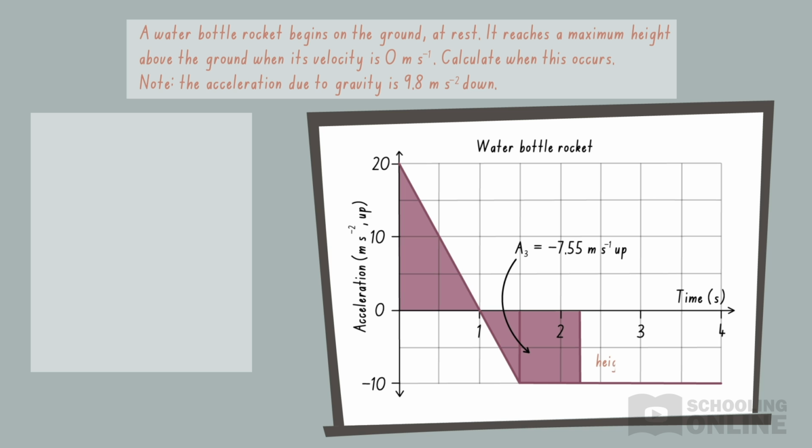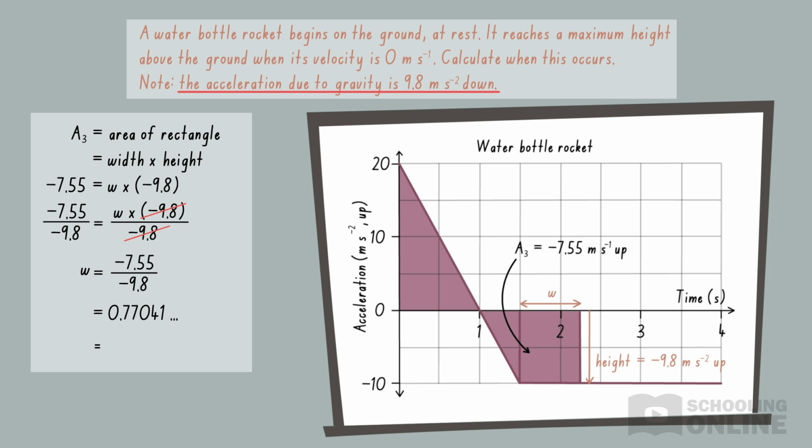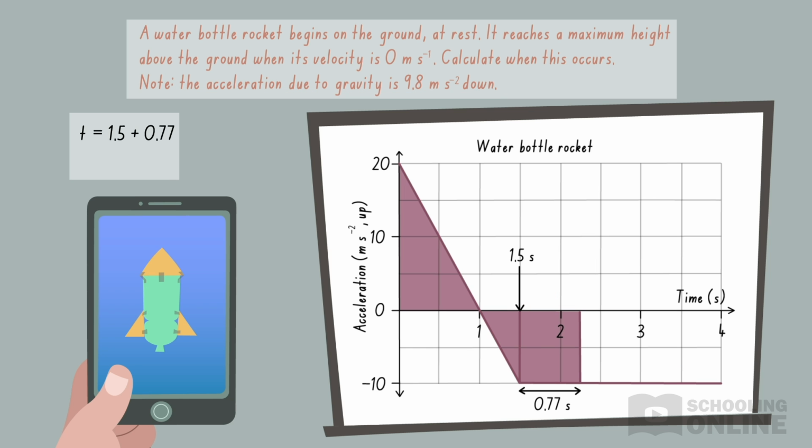The rectangle's height is minus 9.8 metres per second squared up. We don't know its width, but we can represent this using the letter W. Since the area of a rectangle is width times height, minus 7.55 equals W times minus 9.8. Solving this equation for W gives 0.77 seconds to 2 decimal places. Putting this all together, we find that the rocket is stationary after 2.27 seconds. This is when the rocket reaches its maximum height above the ground.